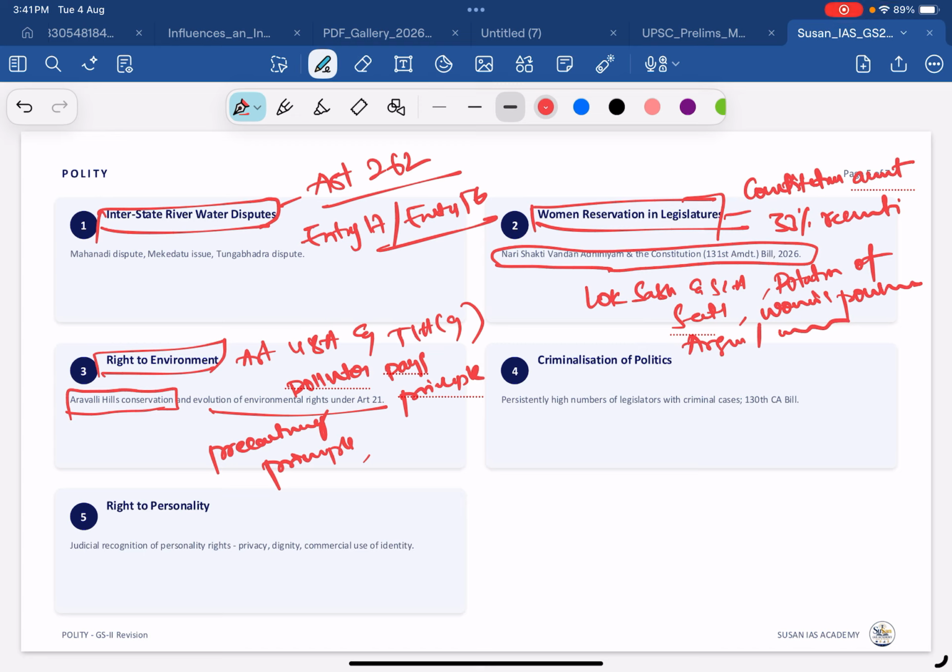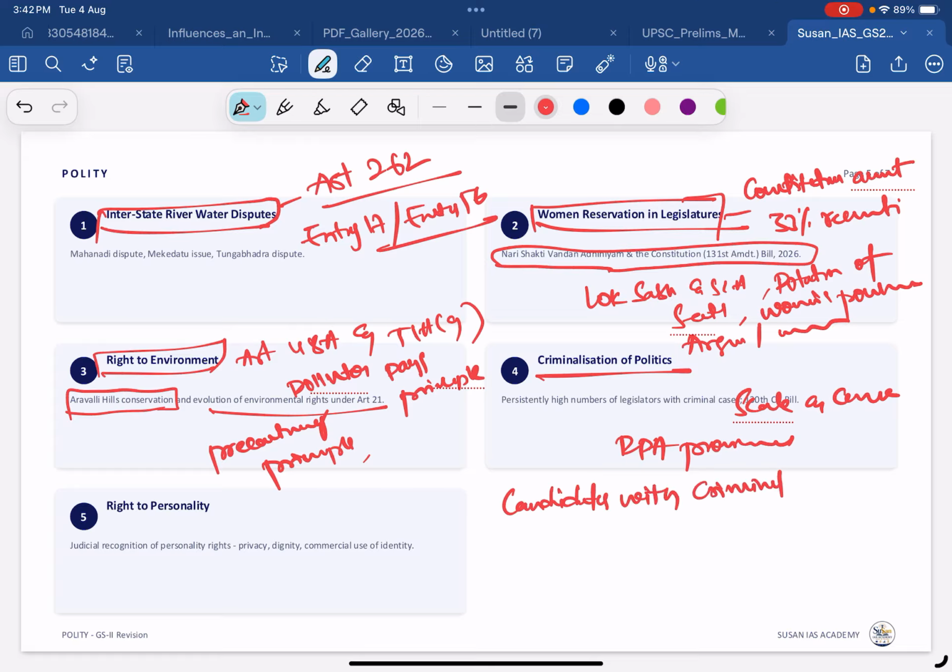Then the criminalization of politics: scale and causes, RPA provisions, candidates with criminal cases, candidate disclosures, Supreme Court interventions, and political party accountability, decriminalization proposals, and what are the electoral reforms. So one has to read this topic.